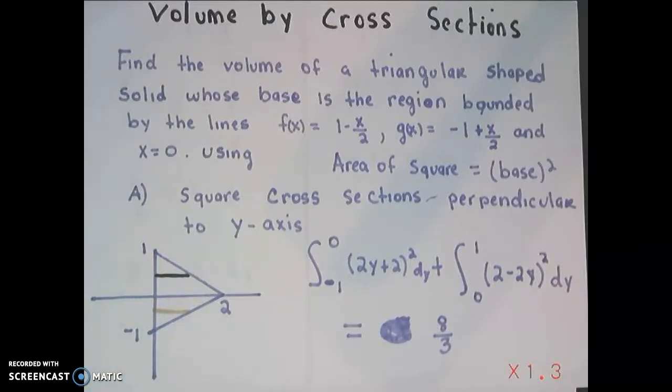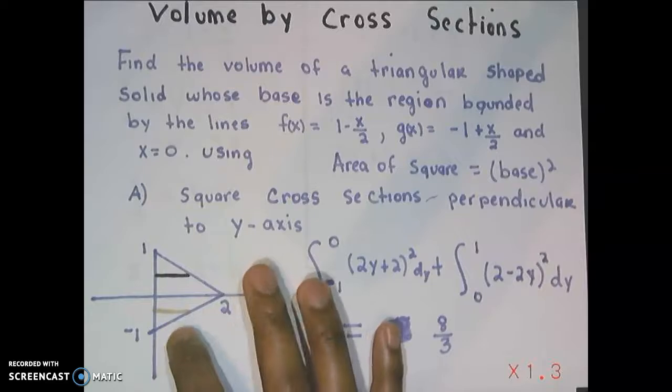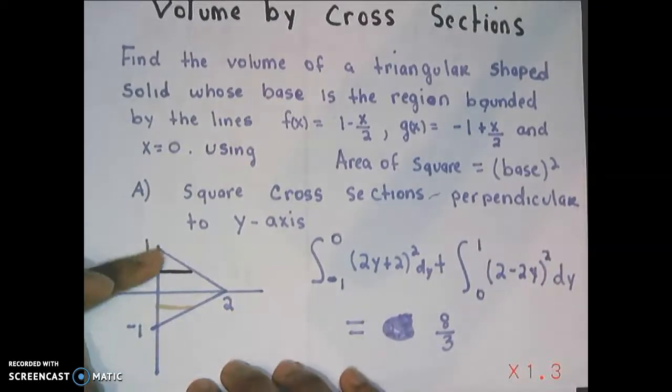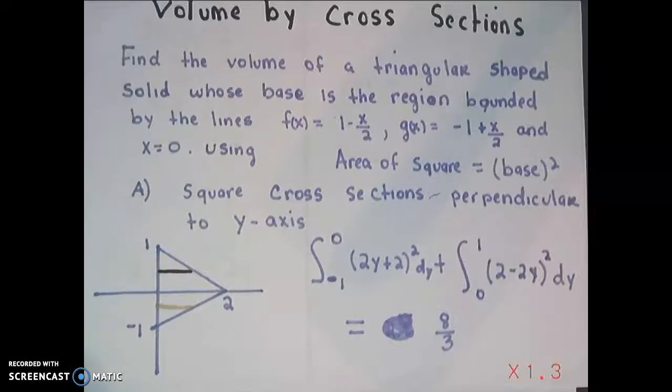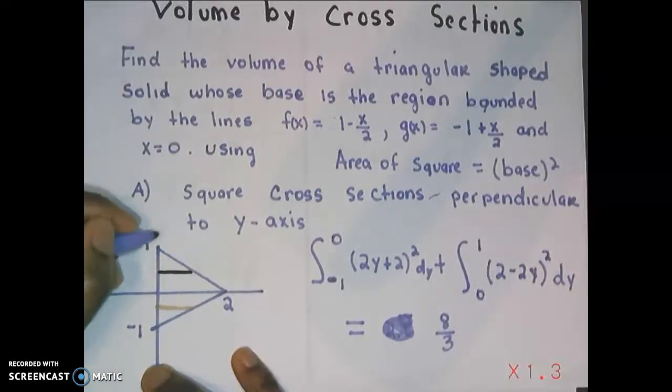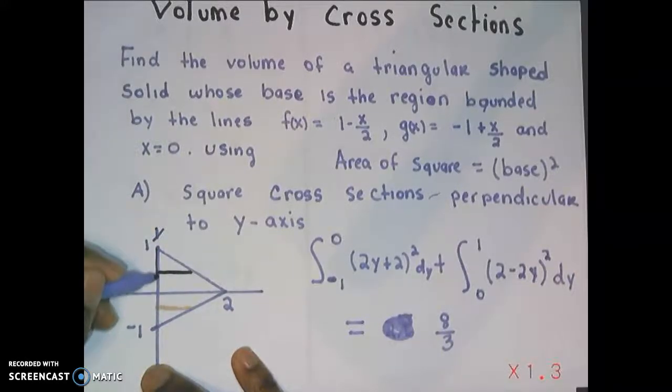It says, find the volume of a triangular shaped solid whose base is the region bound by the lines f of x is equal to 1 minus x over 2, and g of x is equal to negative 1 plus x over 2, and x is equal to 0. And so you can see here, this is the base of the solid. And so this is the line here, which is the y-axis. X is equal to 0.